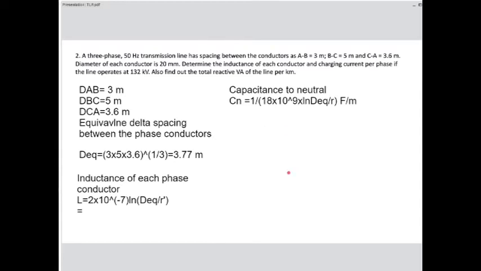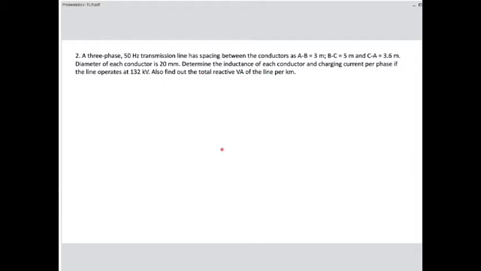So we have CN. Now, if we go to the next part, also find out the total reactive, sorry, before that, charging current per phase. We have to find out, two sections are still outstanding in this one: charging current per phase and the total reactive power. The voltage is given here. To find the charging current per phase, if you remember, when we apply voltage to a transmission line, it will immediately draw some charging current. That is what we are calculating at the moment.